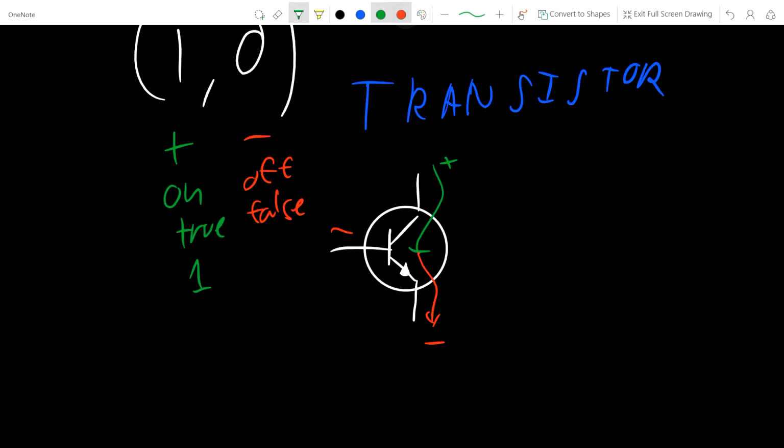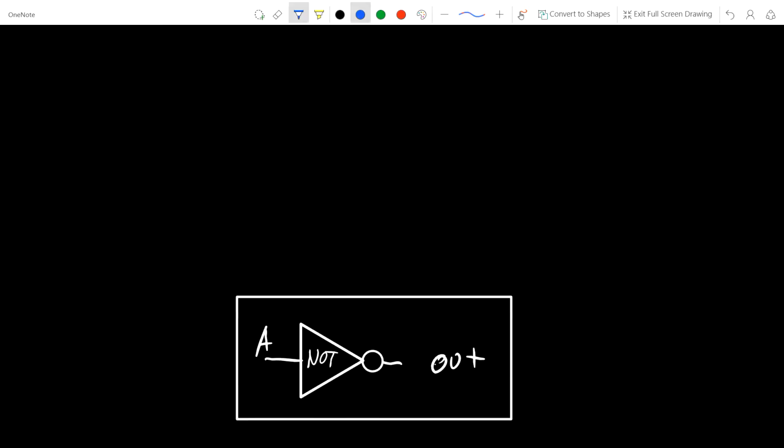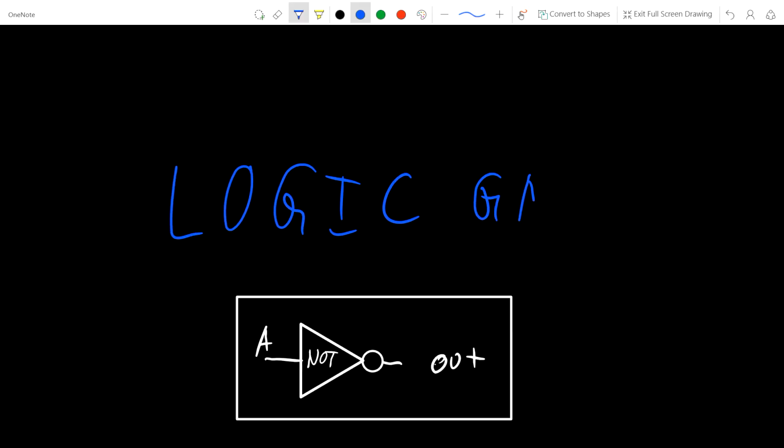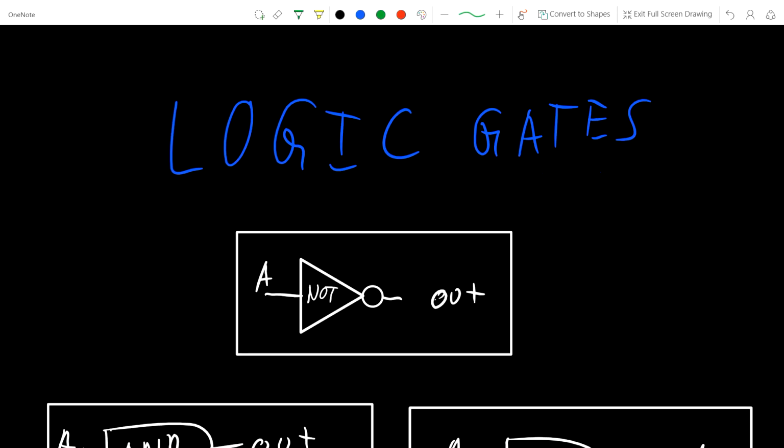Now, how is that useful? Well, we can define plus and minus, on and off, true and false, as 1 and 0. How is that useful? Well, if you arrange transistors in a specific way, you can make them do things that make sense. For example, you can make them into logic gates. So, what do logic gates do? Well, they change values, based on what they really do.